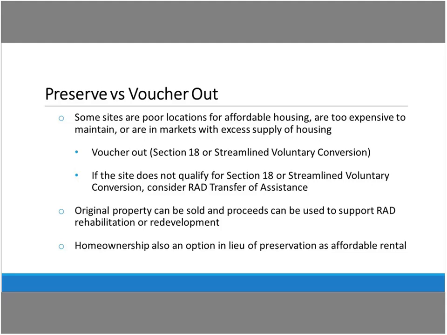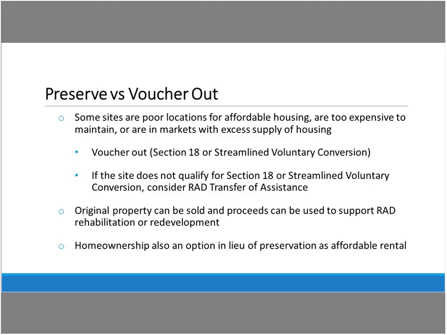So some of the things to think about here. If your building is in a poor location, if it's too expensive to run, if you think you've got a better alternative to deploy that subsidy elsewhere, there's a variety of reasons why it might be a poor location. You might want the residents to voucher out. And again, they can do that through streamlined voluntary conversion or Section 18. If you don't qualify for streamlined voluntary conversion or Section 18, you can use RAD transfer of assistance as well.